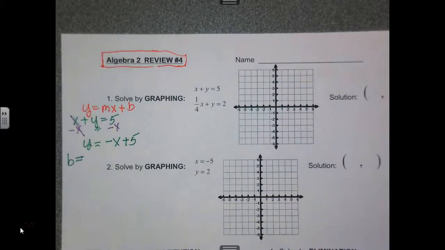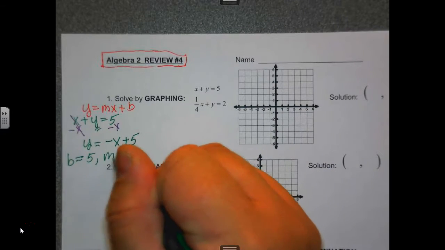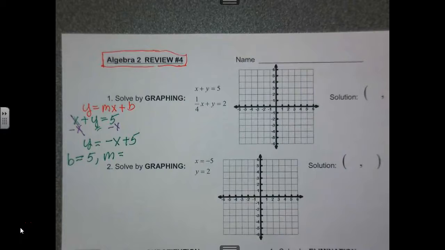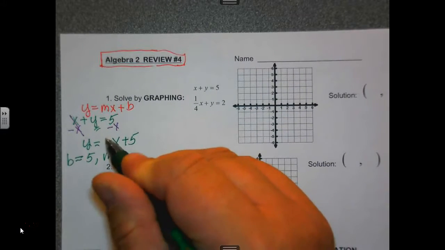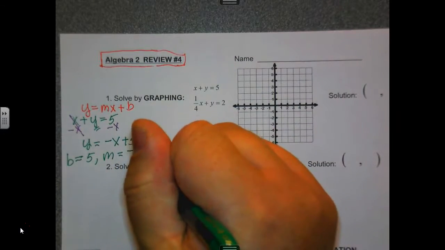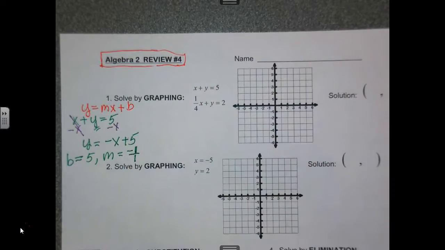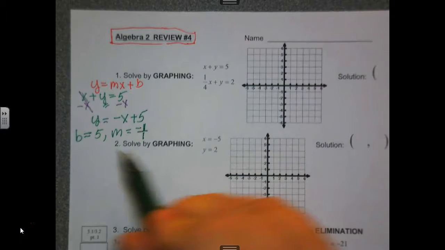What's my b? That's right, plus 5. What's my slope? What's my coefficient of x? Negative 1. Fantastic. Slope we always put in as a fraction. So it's negative 1 over 1. Okay, let's graph the line.